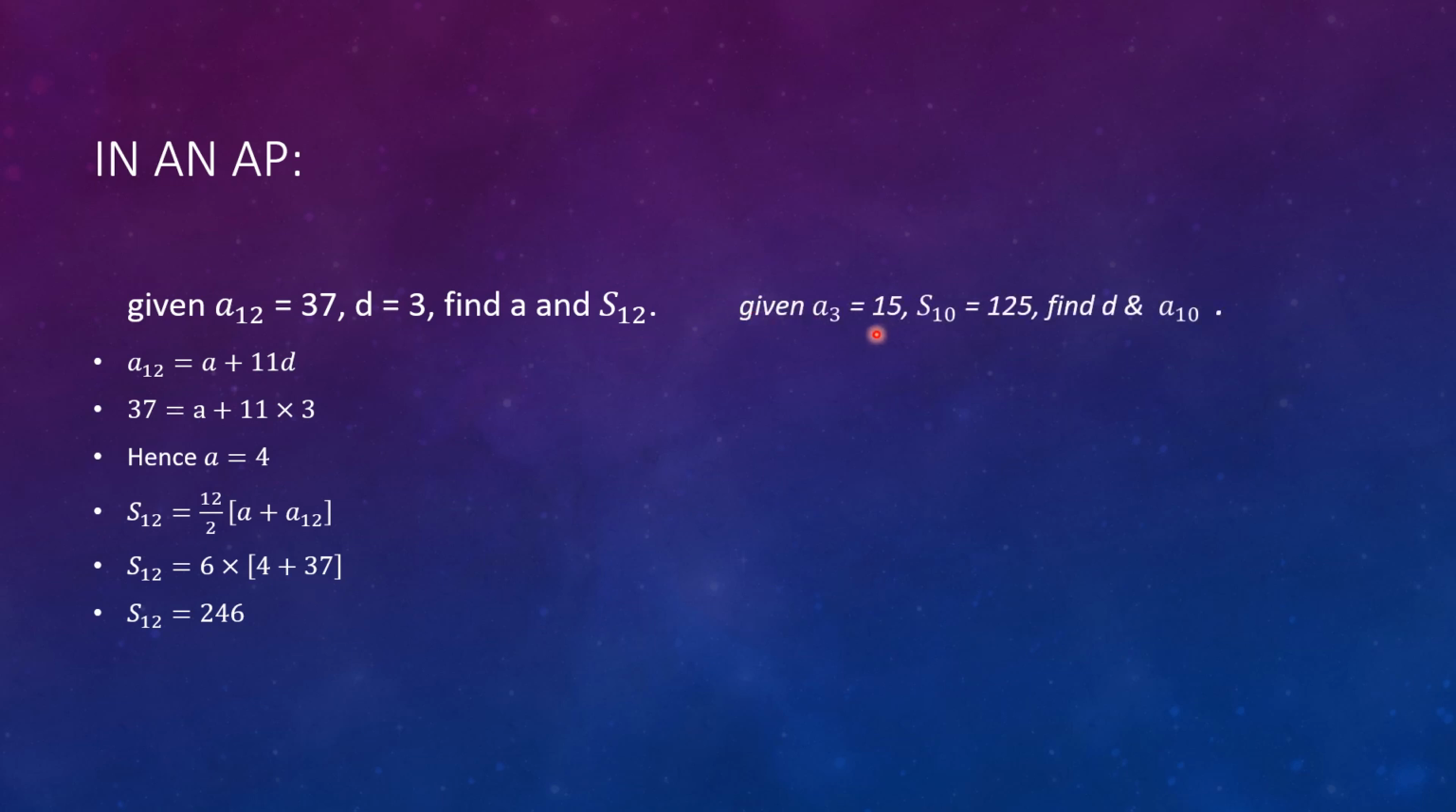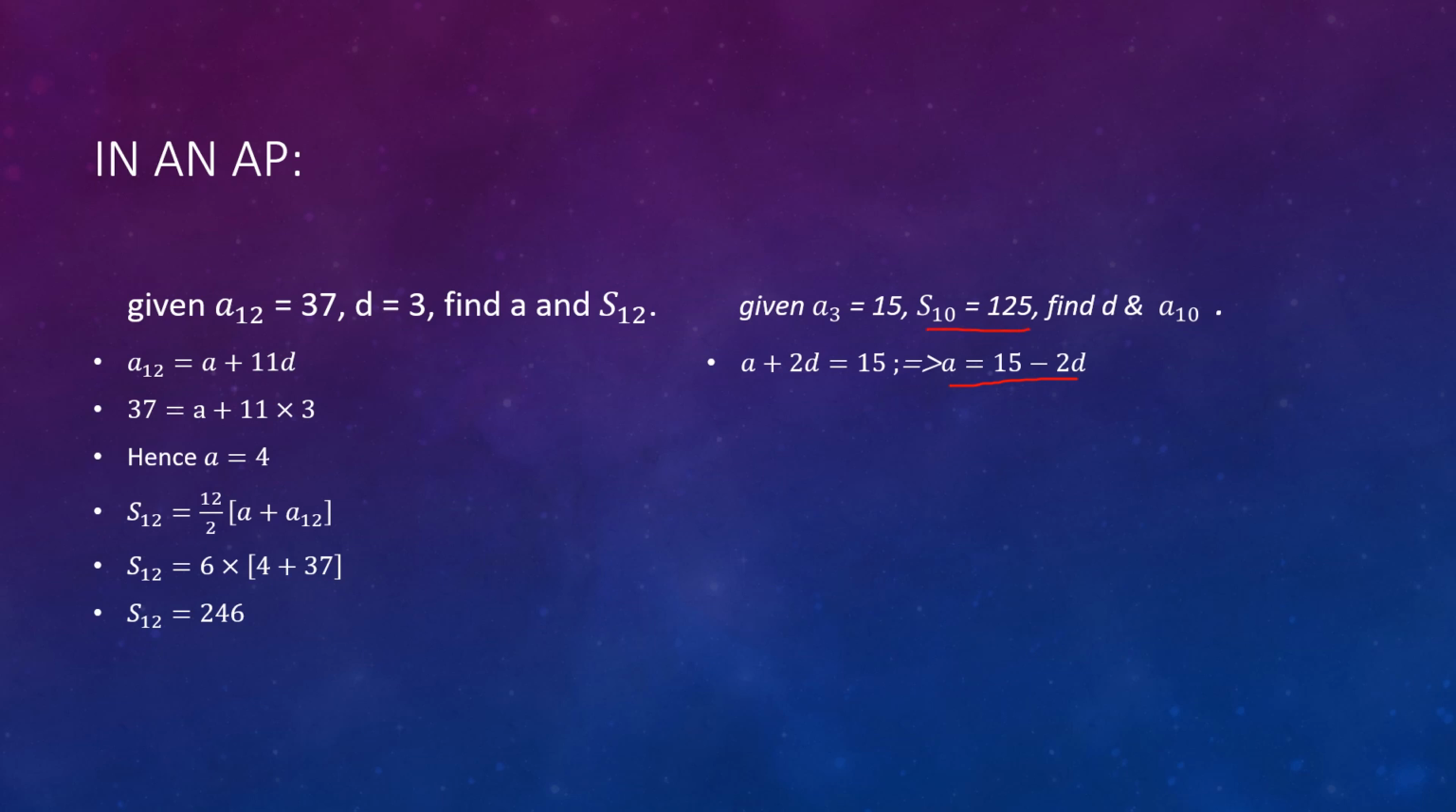Next, again A3 is given, S10 is given. So our task is to find A and D. Let us use both the information given to us. What is A3? A plus 2D. So what does that give? A becomes 15 minus 2D. Now I know the value of A. My value of A is 15 minus 2D.